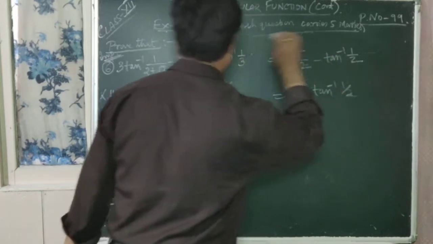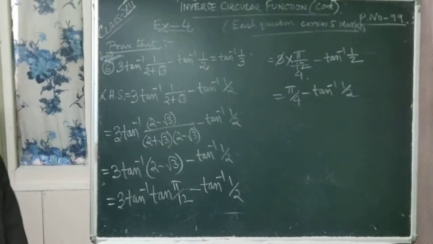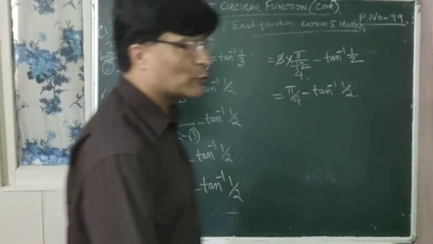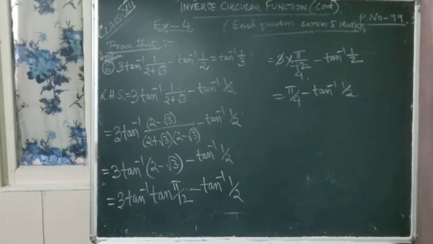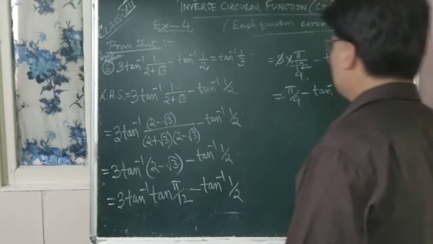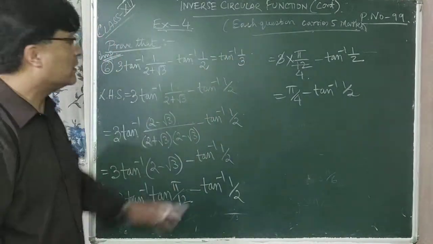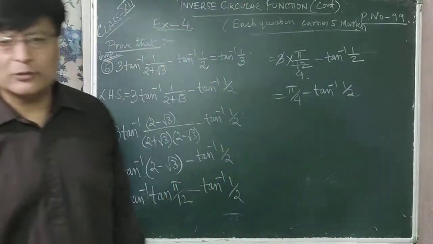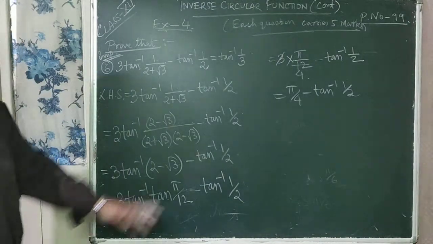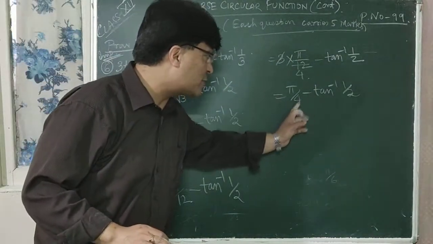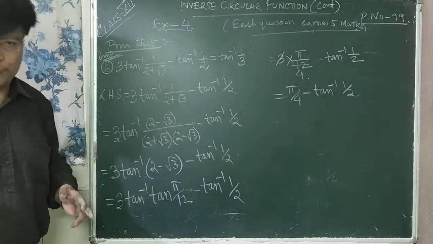inverse half. But in this case you have to prove that this left hand side is equal to tan inverse 1 upon 3. That is, this expression is equal to tan inverse 1 upon 3. So this is the simplified expression of this left hand side expression.